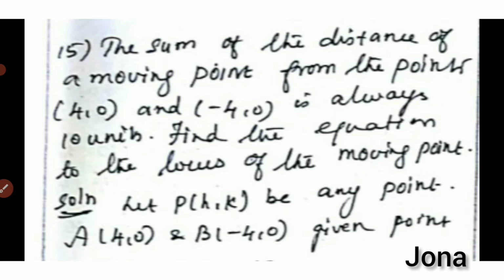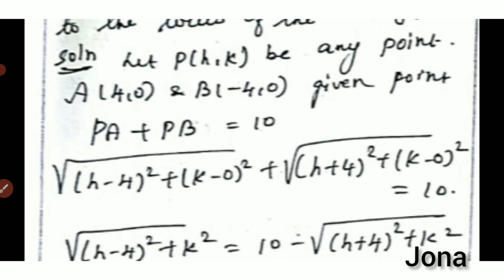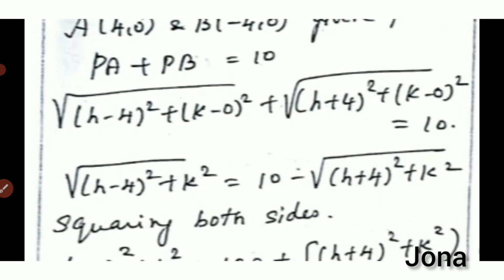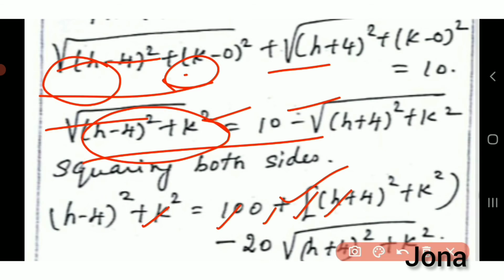Here P(h, k) is any point, and A is (4, 0) and B is (-4, 0) are the given points. Now the sum of the distances is PA + PB = 10. So PA is root of (h - 4)² + (k - 0)², plus the distance PB, which is root of (h + 4)² + (k - 0)², equal to 10.